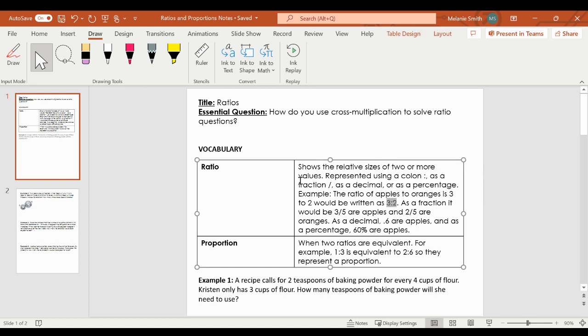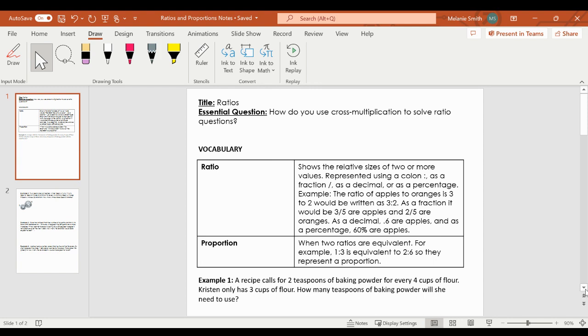So we would say 3 to 1, or we might write it as a fraction, but the denominator of the fraction is going to be the entire amount of things. So in this case, if there were 3 apples and 2 oranges, then 3 out of 5 pieces of fruit are apples and 2 out of 5 are oranges. As a decimal, we can write that as 0.6 are apples, and 0.4 would be oranges, or we could also say that 60% are apples. And then a proportion is when we take two ratios and we make them equivalent.